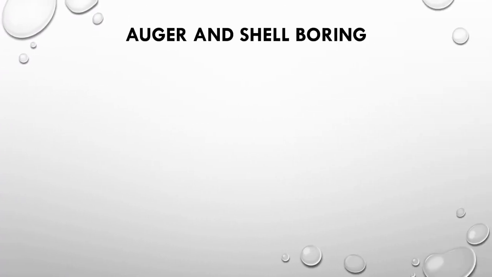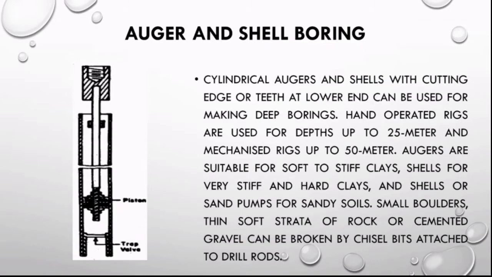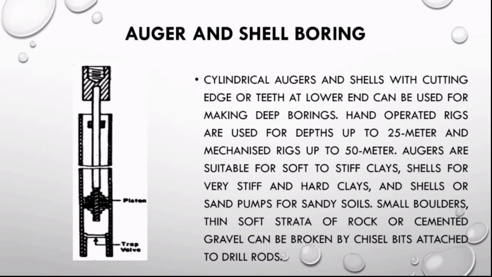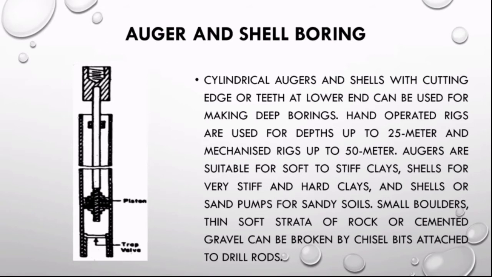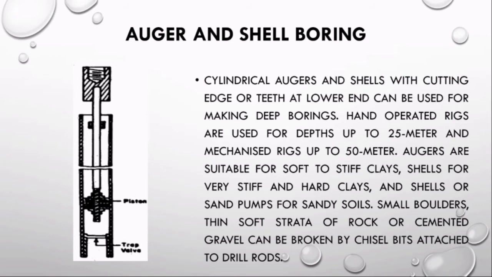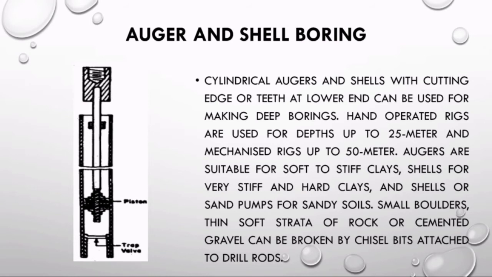Auger and shell boring. Cylindrical augers and shells with cutting edge or teeth at lower end can be used for making deep borings. Hand-operated rigs are used for depths up to 25 meters and mechanized rigs up to 50 meters. Augers are suitable for soft to stiff clays, shells for very stiff and hard clays, and shells or sand pumps for sandy soils. Small boulders, thin soft strata of rock or cemented gravel can be broken by chisel bits attached to drill rods.